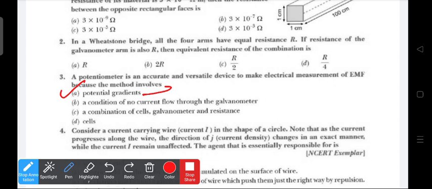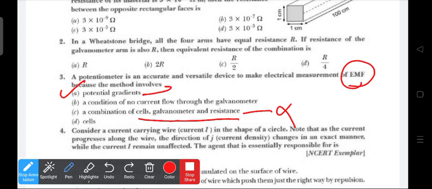The third option is a combination of cell, galvanometer, and resistance. This could not be the answer. By seeing the option, if you know a little bit about the potentiometer, it is not a combination of cell, galvanometer, and resistance; it measures the EMF. If this could happen, then anything could be a potentiometer device. Option D is cell. This could not be the correct answer. So we are left with options A and B.